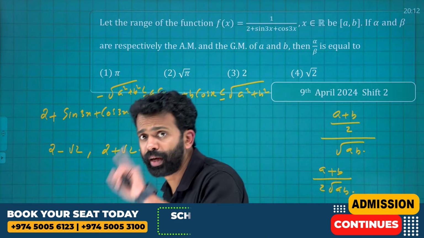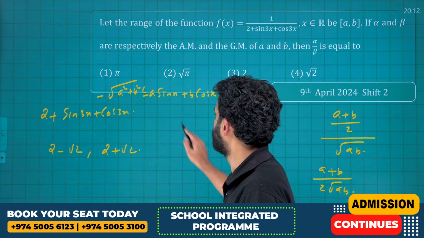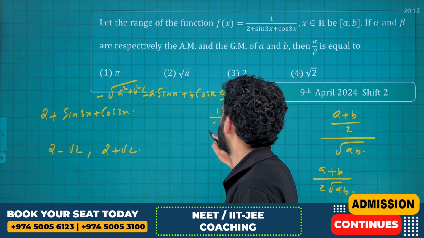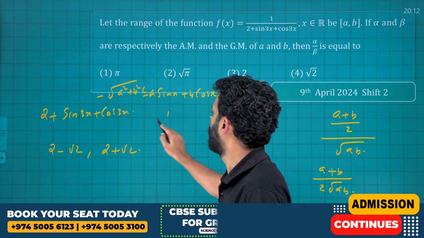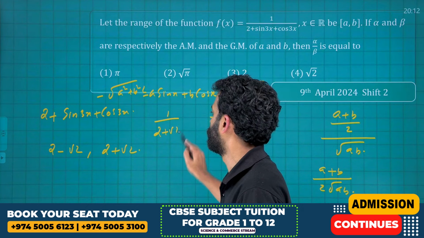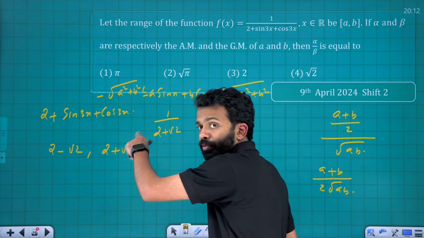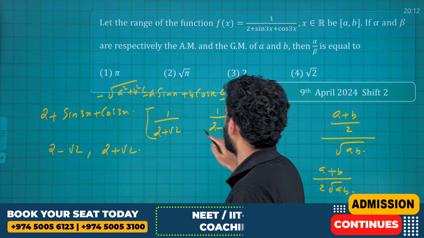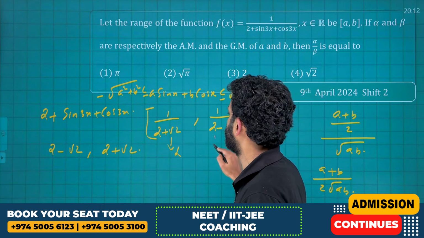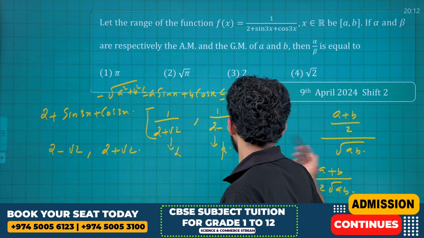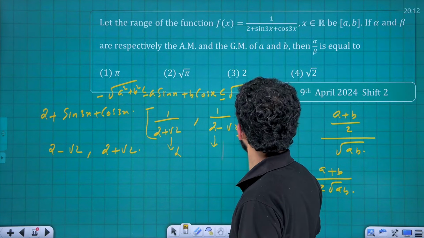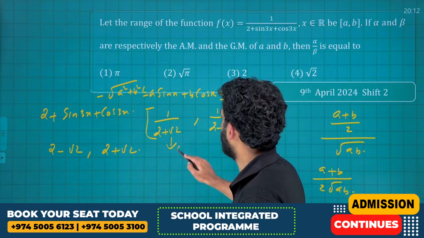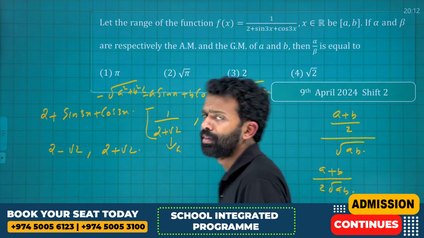Okay, so what is the maximum value? Maximum value is 1 by 2 minus root 2, and minimum value is what? 1 by 2 plus root 2. So it is the maximum, but if you take the reciprocal, this becomes the minimum. Okay, so it will be like this. So you got alpha, this is alpha, and this is what? Beta. It's done. So you need to, okay, a and b. This is a and this is what? B.